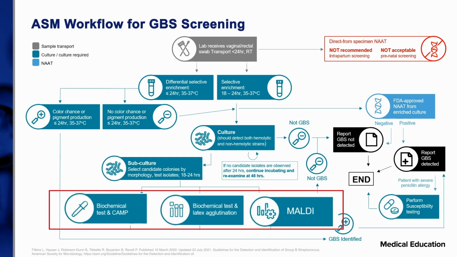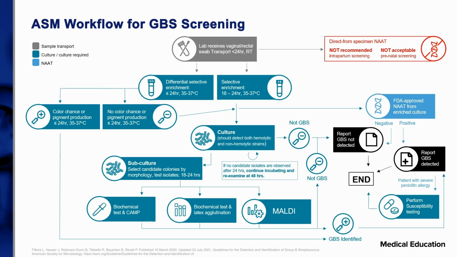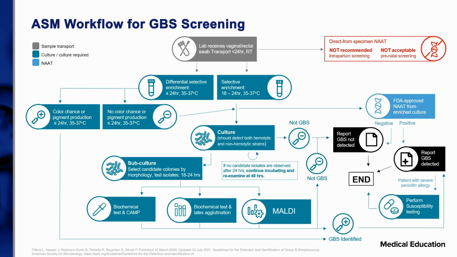You can do latex agglutination with biochemical testing, or you can do MALDI-TOF. And MALDI-TOF is mass spectrometry. So that's matrix-assisted laser desorption ionization time-of-flight mass spectrometry, in everyday use to ID organisms, pure organisms, in the laboratory. And once we have that identification, then of course we can issue a report and GBS is identified. If AST is needed, so if antibiotics are needed because the mother is severely penicillin allergic, then of course it needs to get set up for AST testing, and we'll talk more about that.